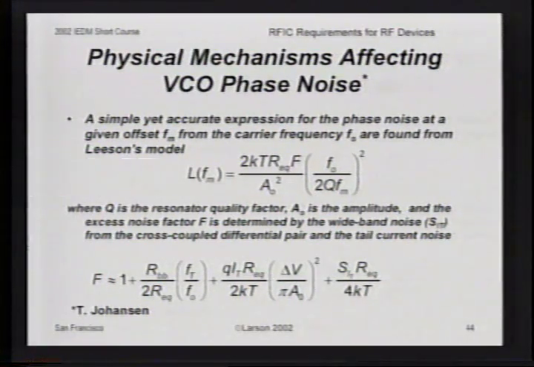One of the things that's very important for VCOs is the contribution due to the tail noise current. If you recall, there's a DC current source at the very bottom of the circuit that sets the DC current, and the noise power spectral density of it can upconvert to the output as well. In some cases, this can really ruin the noise of the overall circuit.